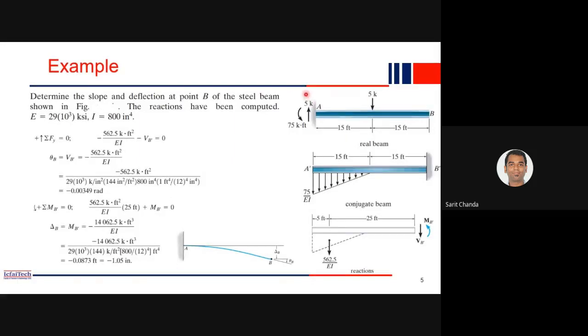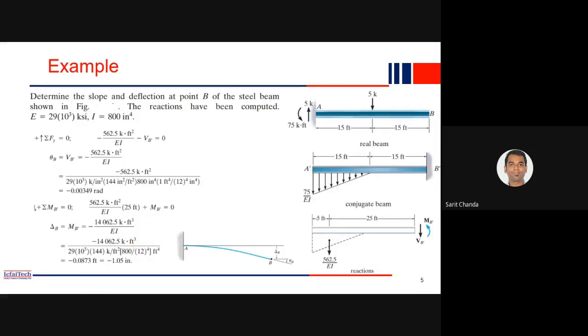So our main objective is to find the slope and deflection in the real beam. What we'll do is draw a conjugate beam. In the conjugate beam, at that point, we'll find the shear force and bending moment. Those values will directly give you the slope and deflection in the real beam. So let's solve a problem here, then the concept will be clear to you.